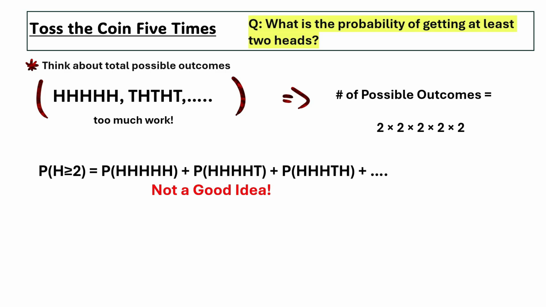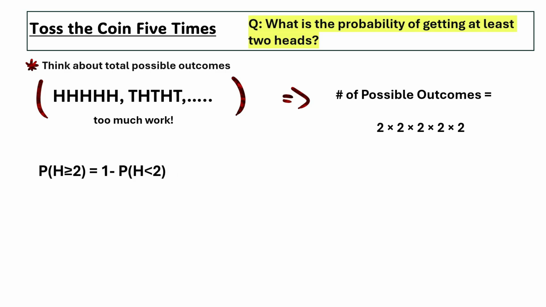And one quicker way that I can think of right now is to use the following equation. Probability of getting at least 2 heads equals 1 minus probability of getting less than 2 heads. And here you should note that the event getting less than 2 heads involves 2 other events, getting 0 heads and getting 1 heads. So then this equation becomes 1 minus probability of getting 0 heads plus probability of getting 1 heads. And you should note the brackets here.